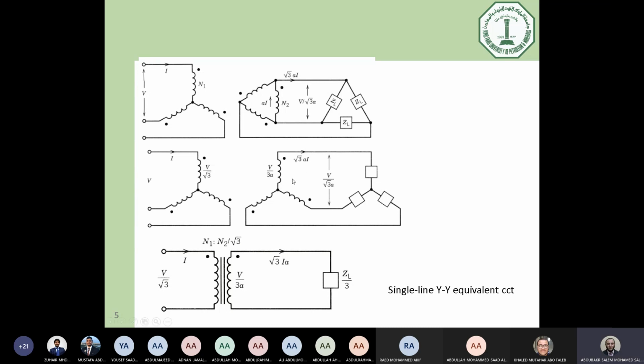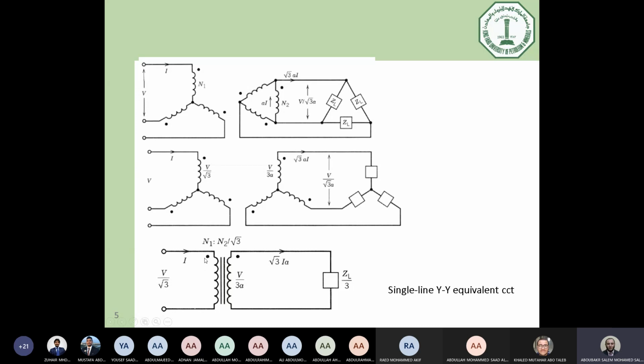So now we can consider one of the phases here to convert it to single phase. For that, the voltage will be V over 3A, as you can see, and the current will be square root of 3 multiplied by IA. So this is now the equivalent circuit of the star-delta connection, okay, as single line, star, and equivalent star. Okay, Shabab? So this is now the single-phase equivalent circuit.